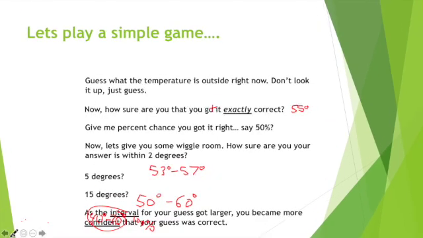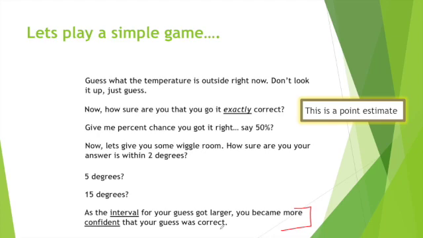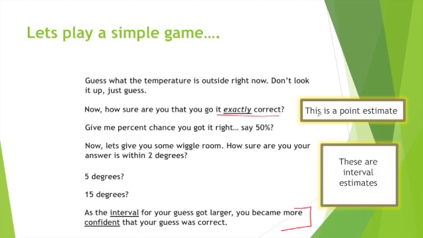Technical difficulties. All right, so as my interval for my guess got larger, I became more and more confident that I was correct. The same is going to be true when we're constructing intervals for population means and population proportions. Okay? When we guessed if it was exactly correct and I said it was 55 degrees, that was a point estimate. When I gave myself some wiggle room, these were interval estimates.